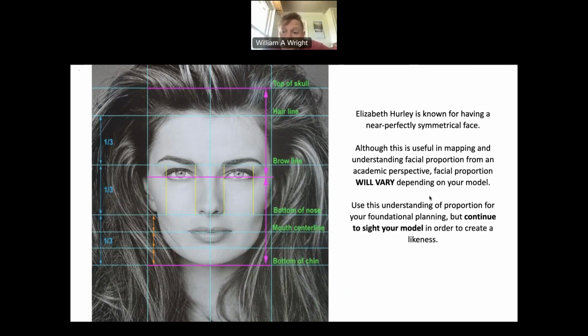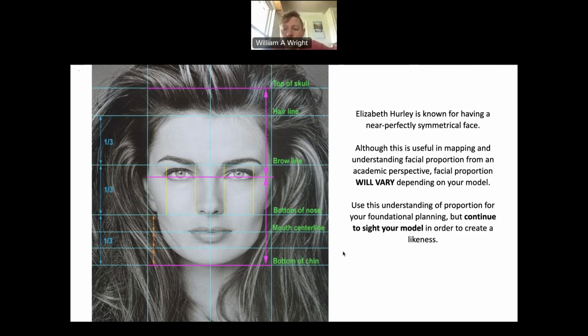Although this is all useful in mapping and understanding facial proportions from an academic perspective, just remember every person's face will vary. The guidelines that I'm about to give you about relationships of eyes and nose and placement, every person's a little bit different. So when you're looking at a specific person, you look at them and you capture the nuances, right? You have to understand that they're going to vary a little bit, and use this understanding to build your foundational planning. If there's a moment that you're like, wow, I'm not really sure how this is proportioned, you can sometimes recall the information I'm about to give you to help you out.